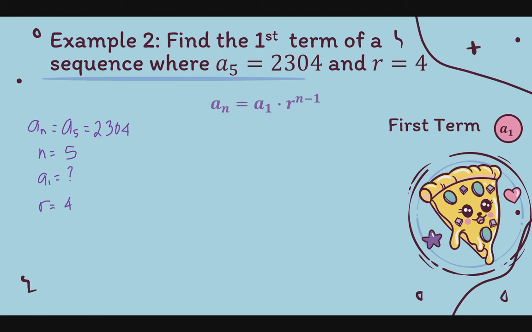So, substitute natin. Magiging a sub n natin ay 2,304 equal to a sub 1 naman natin ay copy lang kasi yan po yung hinahanap natin times r natin which is 4 raised to n which is 5 minus 1. So, ang una nating i-evaluate dyan ay yung ating exponent. So, mag-subtract muna tayo sa exponent, magiging 4 raised to 4.